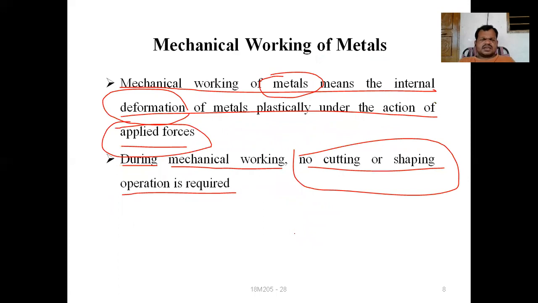Mechanical working of metals means the internal deformation of metals plastically under the action of applied force. And during the mechanical working, no cutting or shaping operation is required.